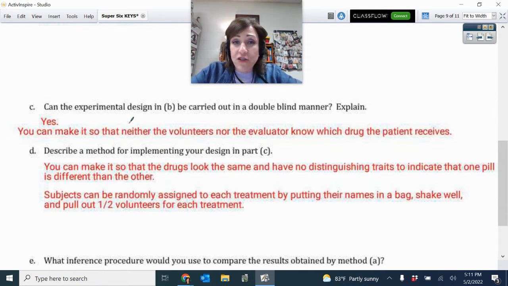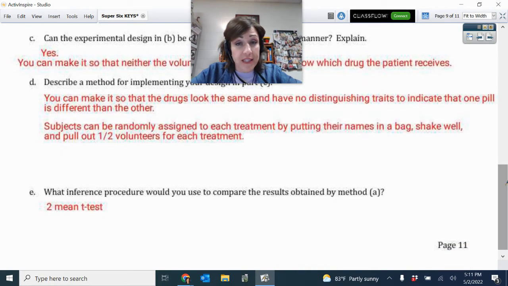And that means that neither the volunteers nor the evaluator, the doctor or whoever it is evaluating their blood pressures, would know which drug the patient is receiving. And so, how could that happen? I would make it so that the new drug and the current drug look the same. They're in the same packaging. There's no distinguishing traits so that I can tell the difference from one pill to the other.